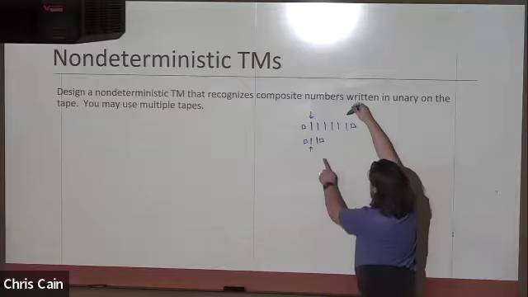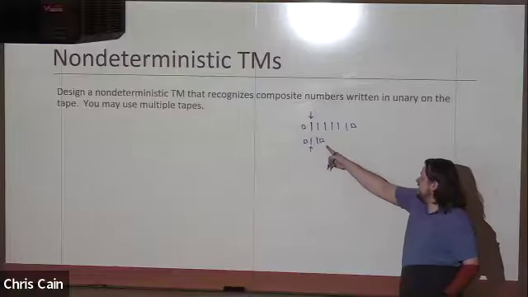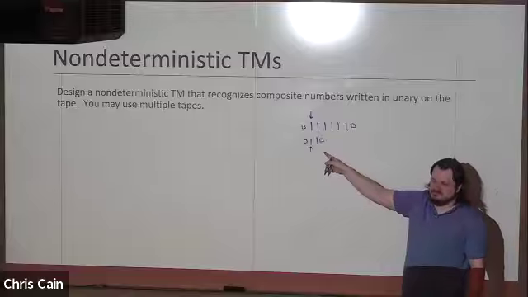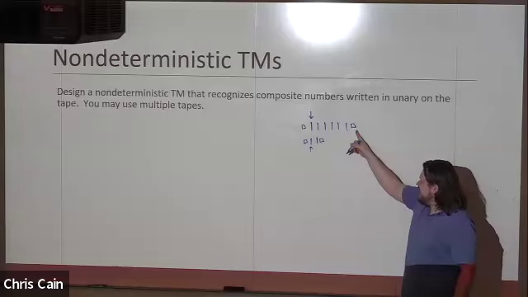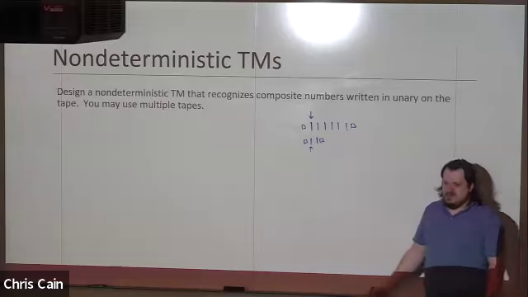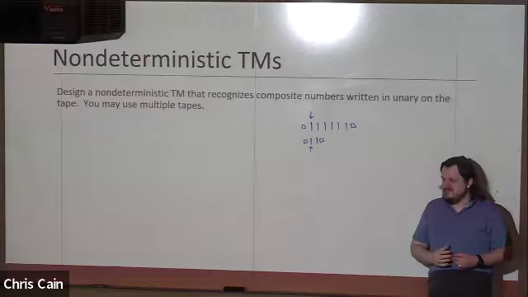And you're looking for hitting these blanks at the same time. If you hit these blanks at the same time, then this number is divisible by that number. If you hit this blank and you're not on a blank here, this number is not divisible by that number, and we can terminate that process and reject.